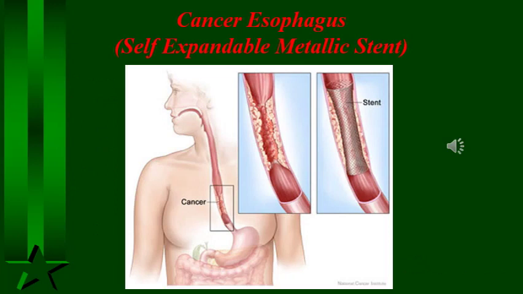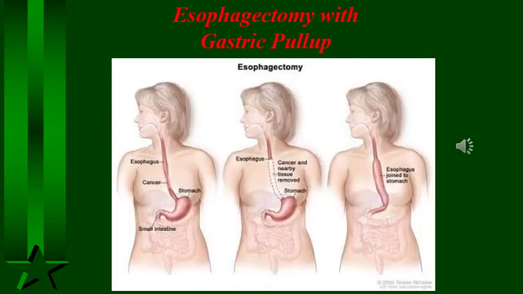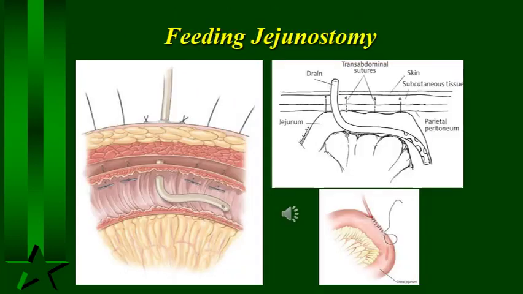This diagram demonstrates the idea of esophageal stenting. This diagram demonstrates the principle of esophagectomy with gastric pull-up. This diagram demonstrates the principle of a tube feeding jejunostomy.